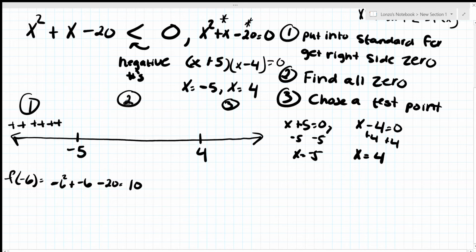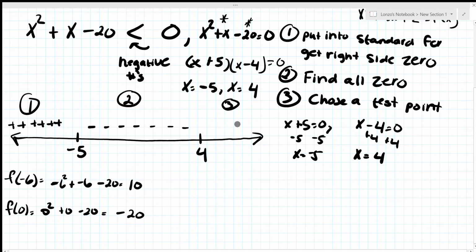Now let's focus on the second part. We need a number between -5 and +4. So I'm going to use 0, right? My test point is 0. When you plug in 0, you get 0 squared plus 0 minus 20, and you're just left with -20. So this -20 is a negative number. So we're going to put negatives, negative, negative, negative, right?